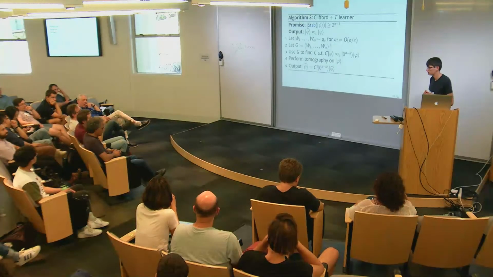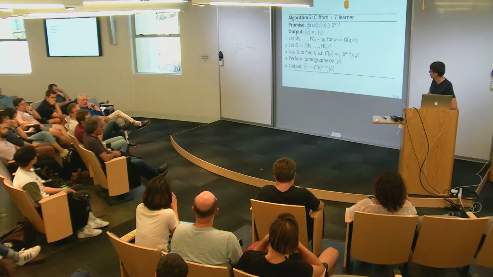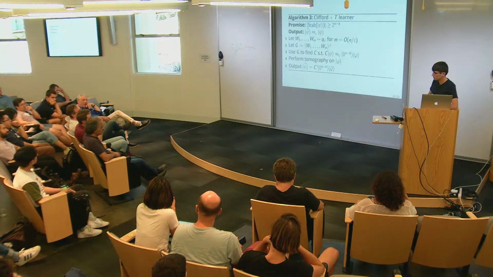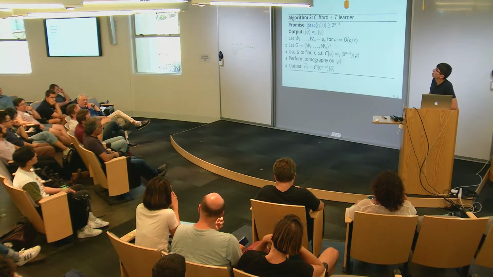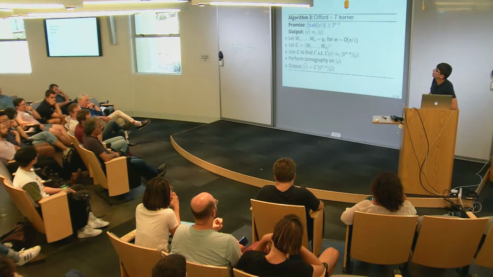The first part of your algorithm, where you're learning the stabilizer group, is on a high level very similar to Simon's algorithm, because there you're also sampling a bunch of strings, and then you want to learn what's the span of all those strings.